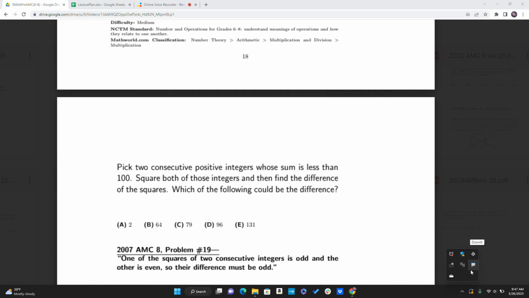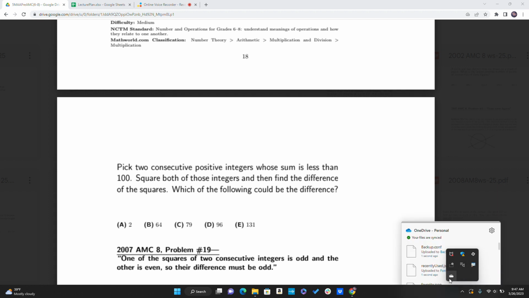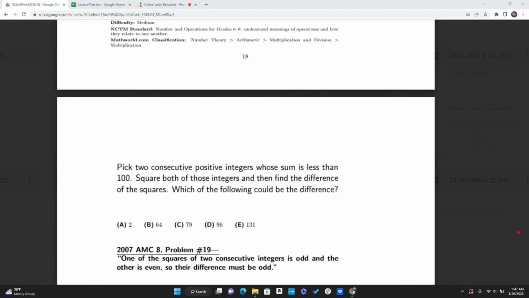We want to pick 2 consecutive positive integers whose sum is less than 100, and then square both of them and find the difference of the squares. Which of the following could be the difference? Alright, consecutive integers, sum is less than 100, and we want to square both.